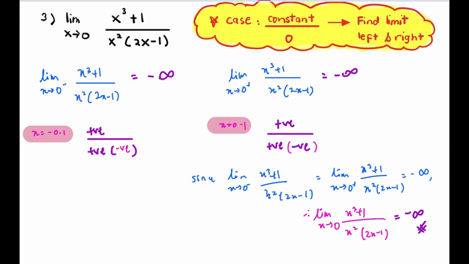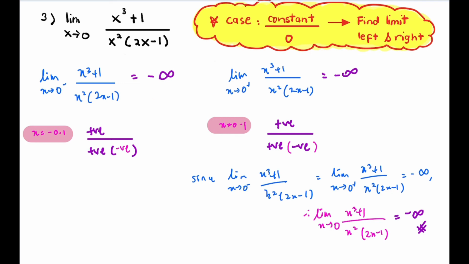Let's check the first one, limit of this function as x approaches 0 from the left. Let's take one value, 0 from the left is negative 0.1. Let's put it in our numerator. This will give you a positive value. Now let's put it in our denominator. The first value here will give you a positive, and this value here will give you a negative. So the resulting sign is negative. So the answer is negative infinity.